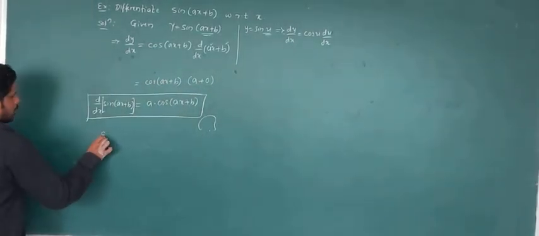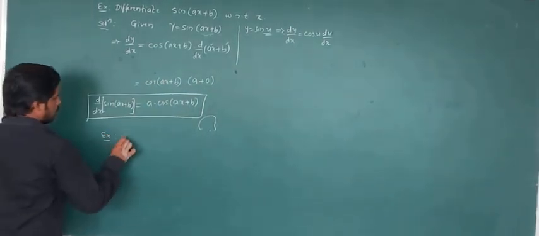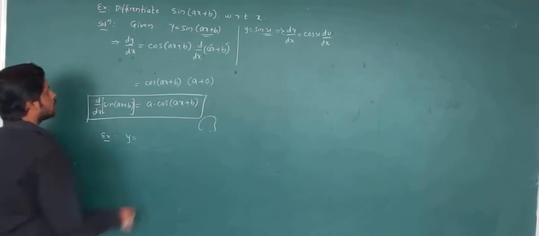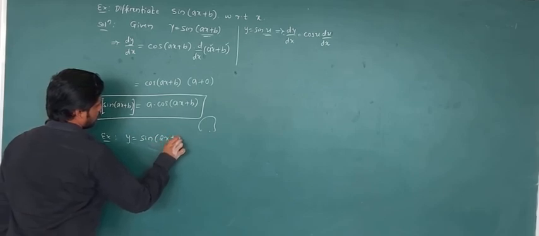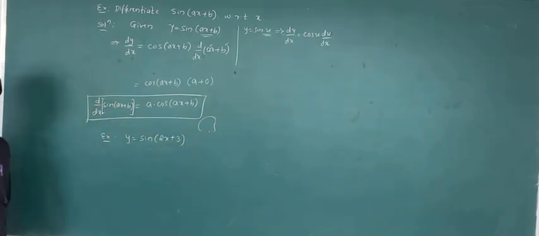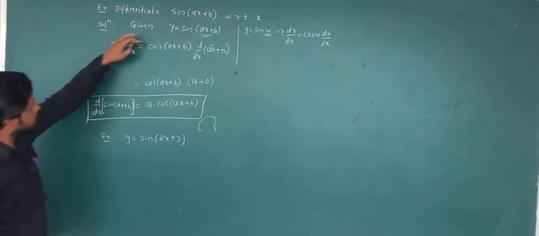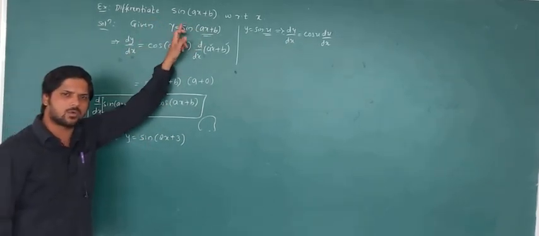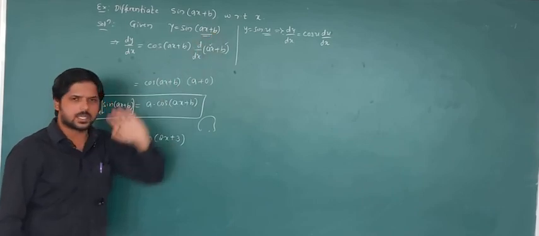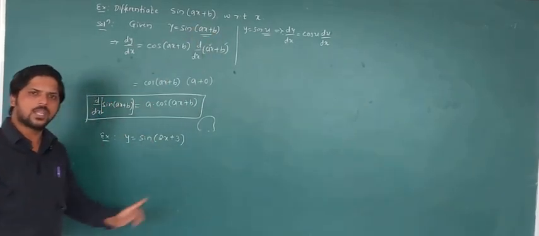So consider an example. If y equal to sine of 2x plus 3. We have the formula y equal to sine of ax plus b. Comparing these two, we have a equal to 2 and b equal to 3.